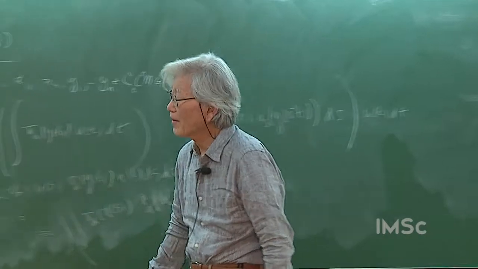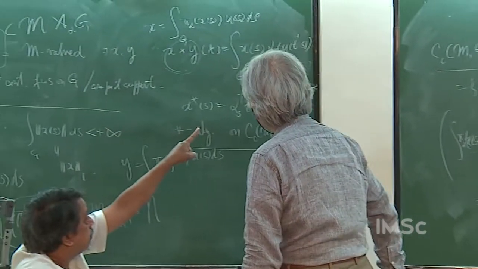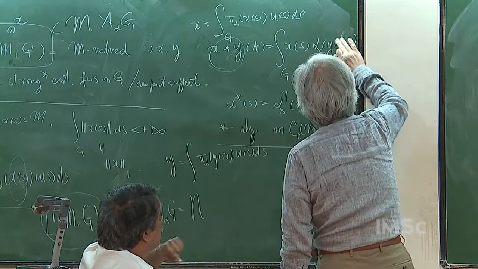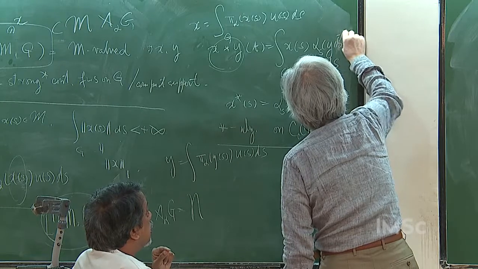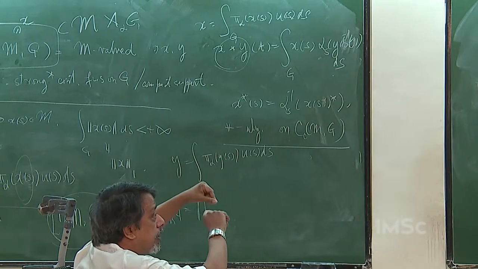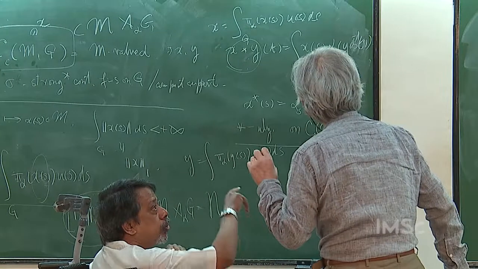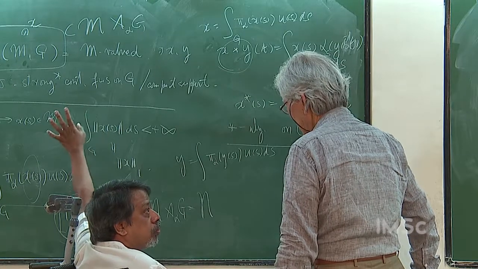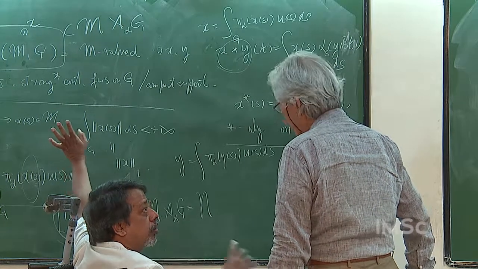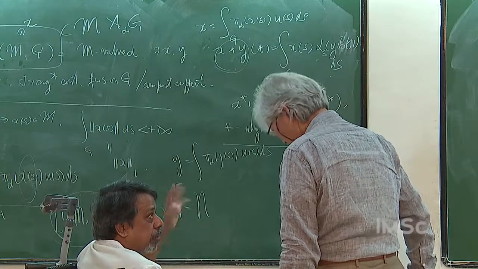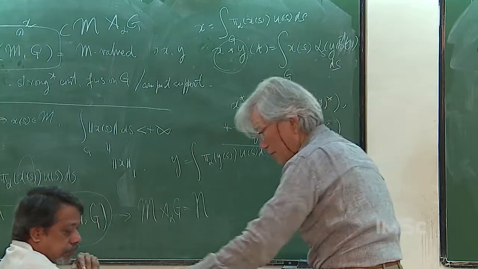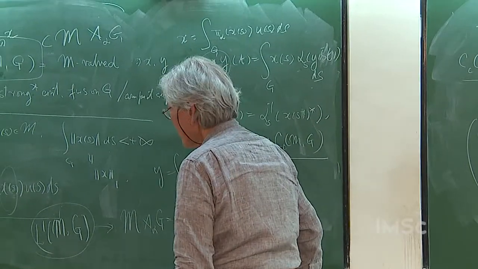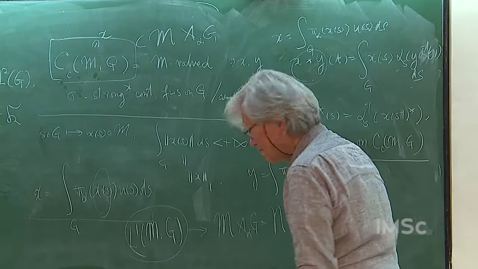This is s inverse t. Yes, s inverse t. And you had written t minus s. So you have G abelian in mind? Oh yes, in the abelian case, yes. So we are going to be dealing with abelian groups. Watch out: t minus s for the real line.